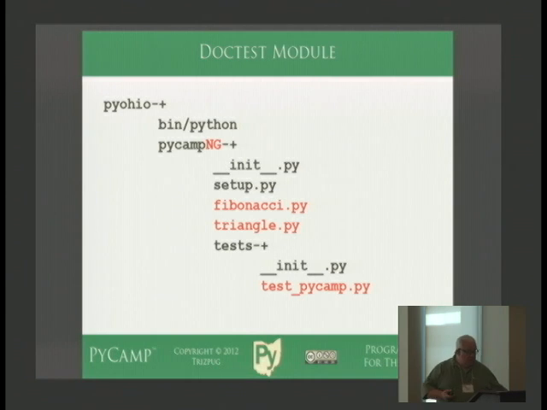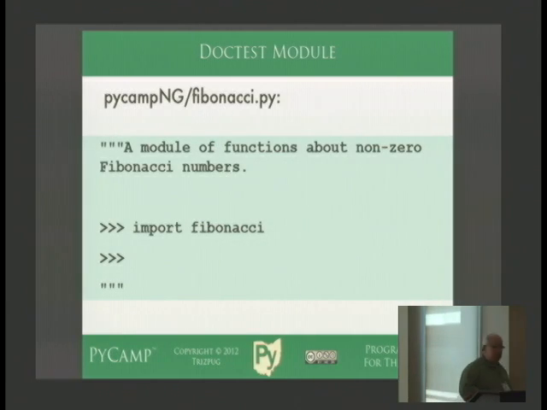Very interesting. So just as we had a test operator script, we're going to have a PyCamp ng package. It's also still going to have the Fibonacci.py and the triangle.py script in it. It is going to have a test subpackage. It's only going to have one script in the test subpackage, called test_PyCamp.py. Okay, so that's what the structure of the PyCamp ng package looks like. All right. However, now we're going to get into the actual code of Fibonacci.py. We're going to look at that.